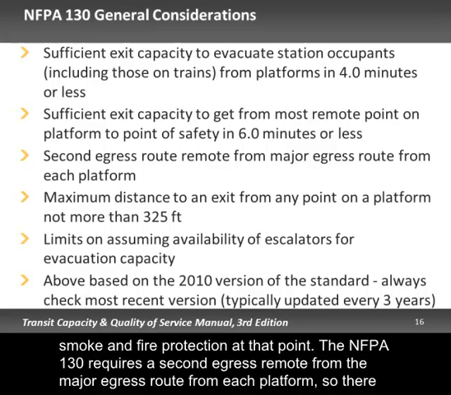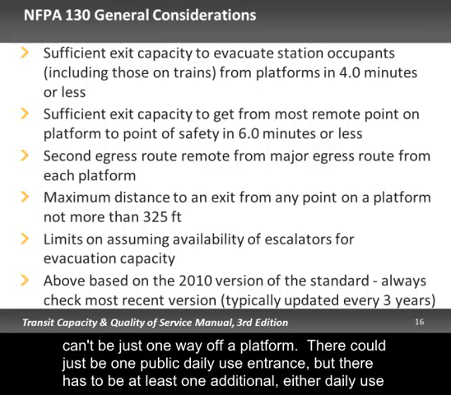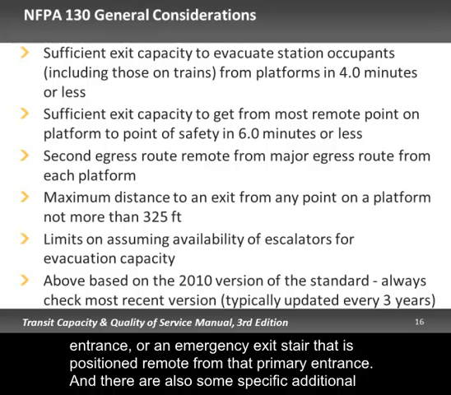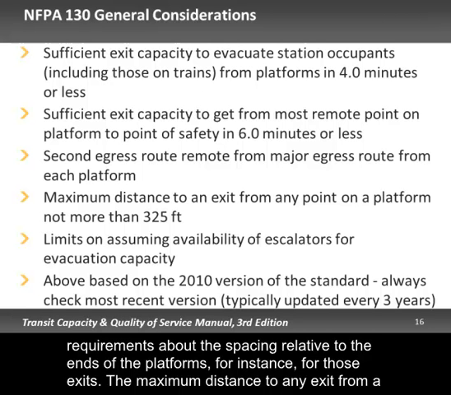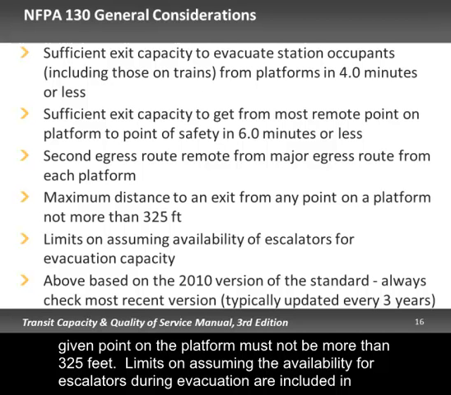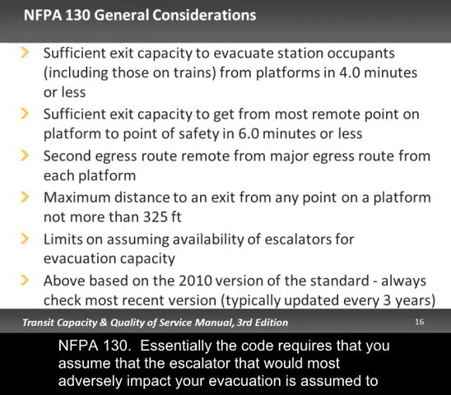The NFPA 130 requires a second egress remote from the major egress route from each platform. So there can't just be one way off a platform. There could just be one public daily use entrance, but there has to be at least one additional either daily use entrance or an emergency exit stair that is positioned remote from that primary entrance. And there are also some specific additional requirements about the spacing relative to the ends of the platforms, for instance, for those exits. The maximum distance to any exit from a given point on the platform must not be more than 325 feet.